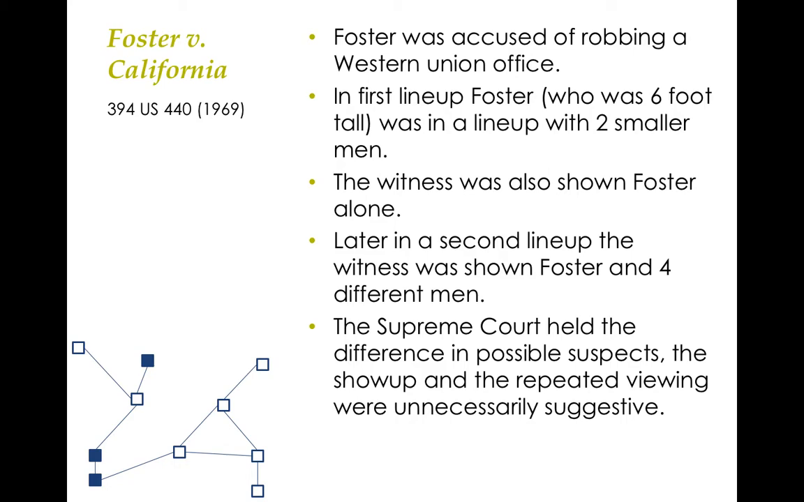In Foster v. California, Foster is accused of robbing a Western Union. And in the first lineup, Foster, who was 6 feet tall, was in a lineup with two smaller men. And the witness had also been shown Foster alone. Later in a second lineup, the witness was shown Foster and 4 different men. The Supreme Court held the difference in possible suspects, the show-up, and the repeated viewing were unnecessarily suggestive. So because the witness has seen Foster twice, and he is significantly taller than the other people, it's unduly suggestive.